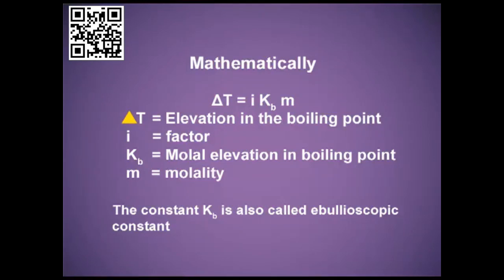Now, mathematically, delta T is equal to i Kb m. Here delta Tb, or delta T, is the elevation in the boiling point. i is Van 't Hoff's factor, which I will explain later on. Kb is the molal elevation boiling point constant. It is also known as the ebullioscopic constant. Its unit is Kelvin kg per mole, and m is molality. Molality, you know, is the number of moles of solute in 1 kg of solvent.